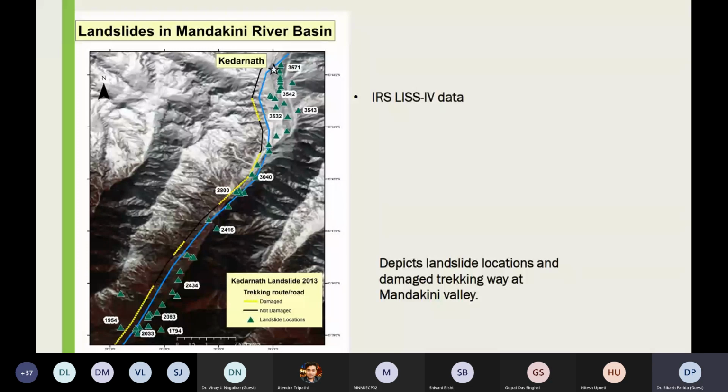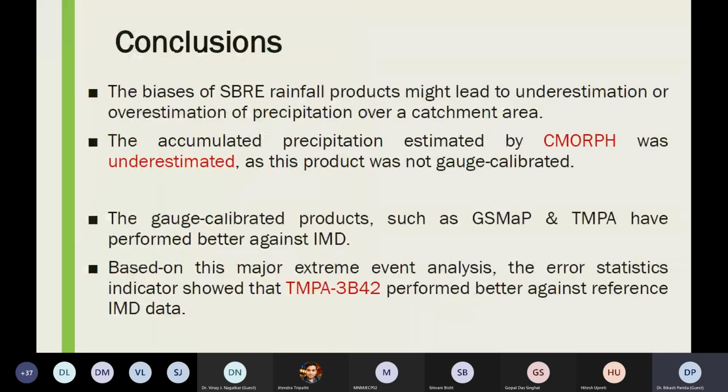Okay, so these are the conclusions. Overall, always keep in mind, at least while working over the Himalaya region, the limitations of the satellite-based rainfall products. Most of the time it is underestimated. So that part has to be kept in mind while doing any kind of further studies.